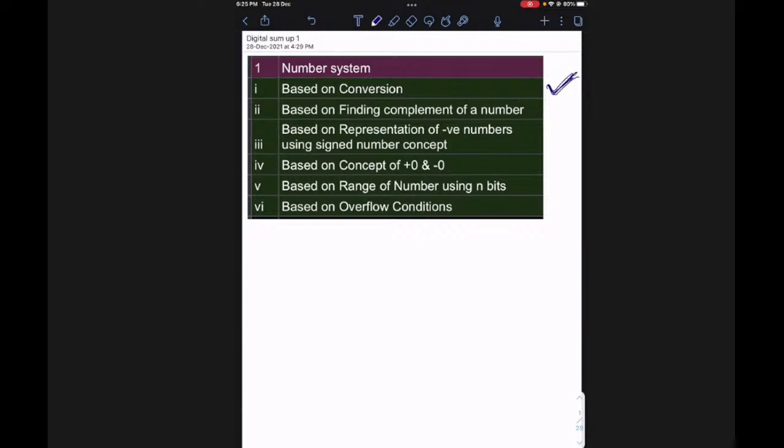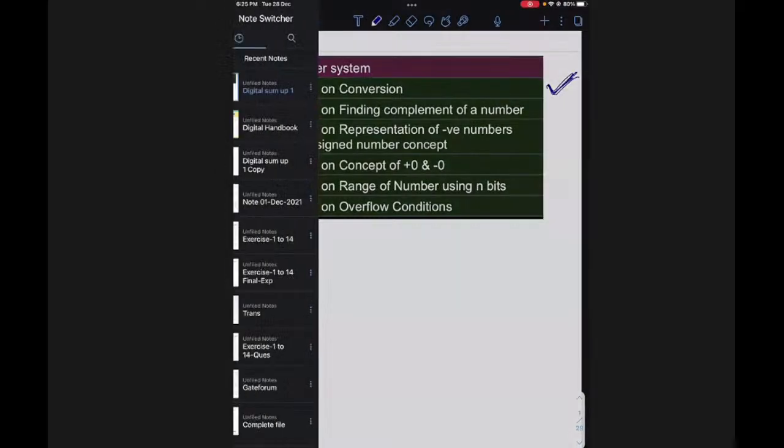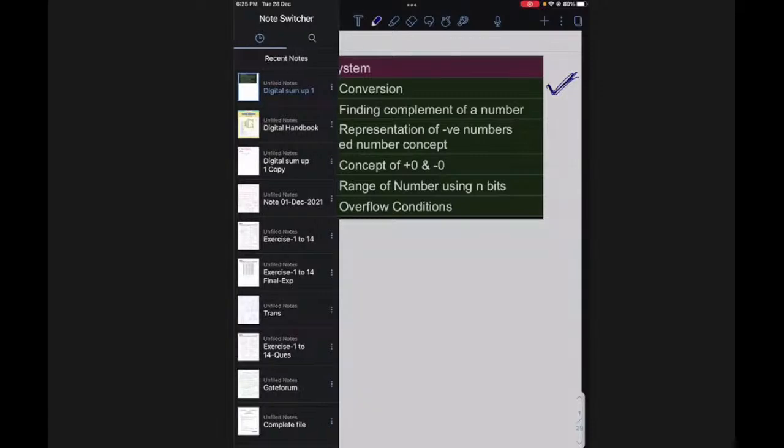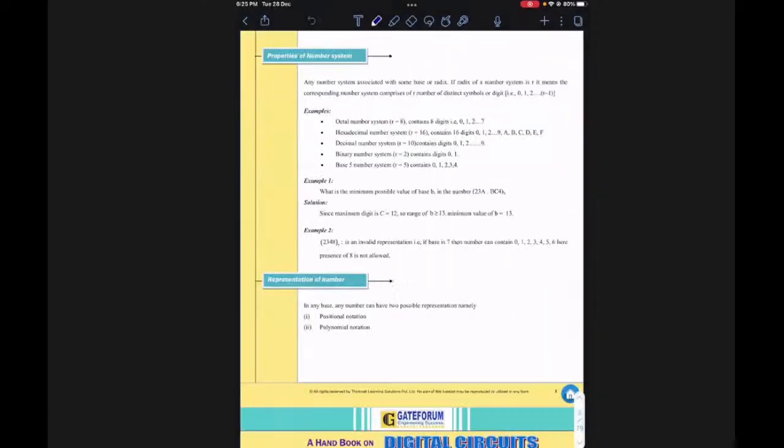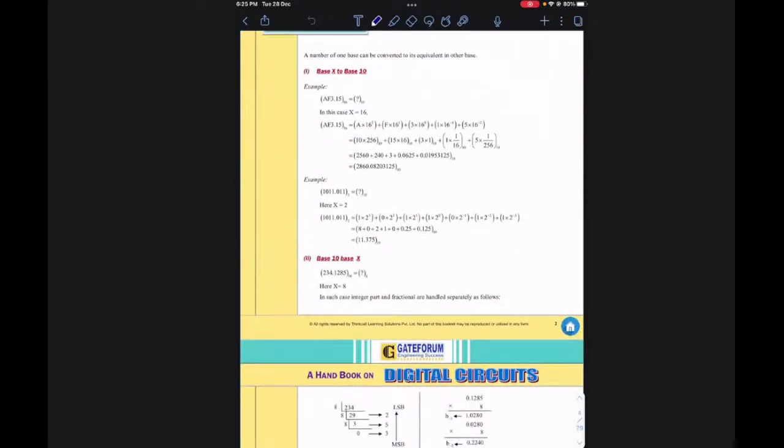Now the next question which I'm going to show is based on finding the complement of a number. So here, first thing I would like you to brush up some concepts. How do you find the complement of numbers?